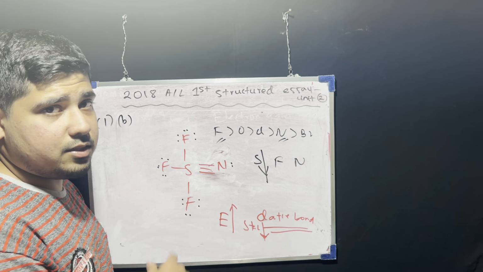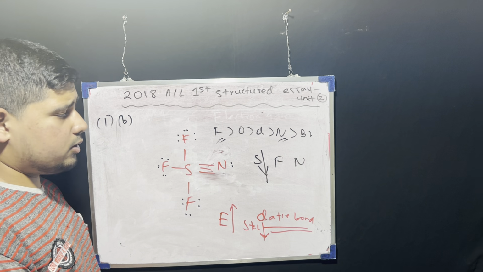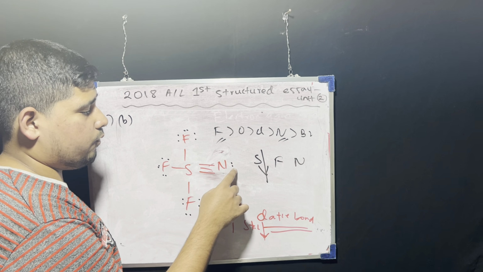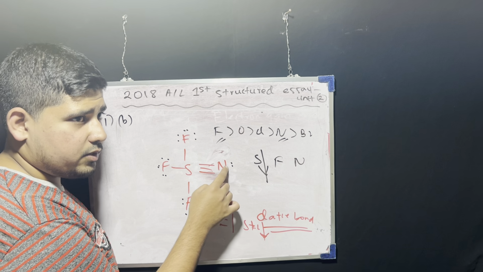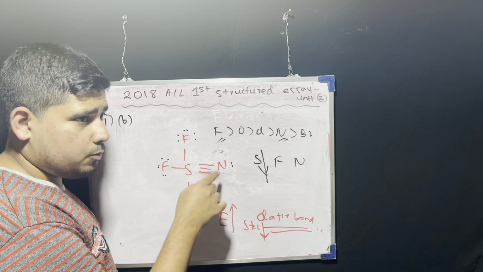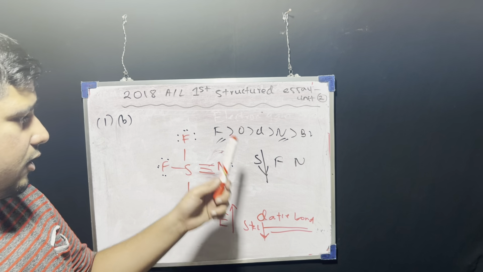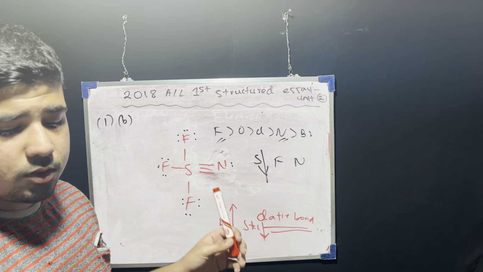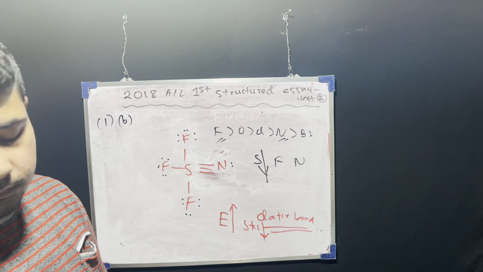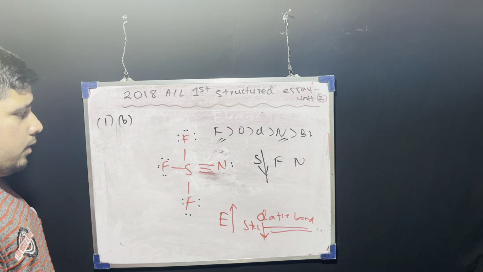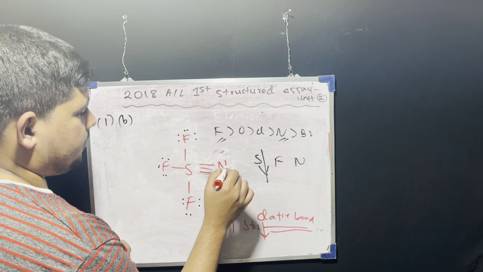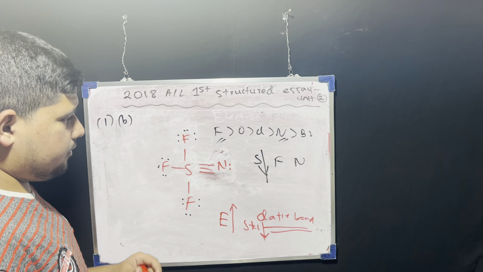Now we'll see the charge distribution. There is no charge distribution. 1, 2, 3, 4, 5. There should be 5. It has 5. No charge. There should be 6. It has 6. Therefore, no charge. You see, there is no charge separation. This is the most acceptable Lewis structure. This is the answer.